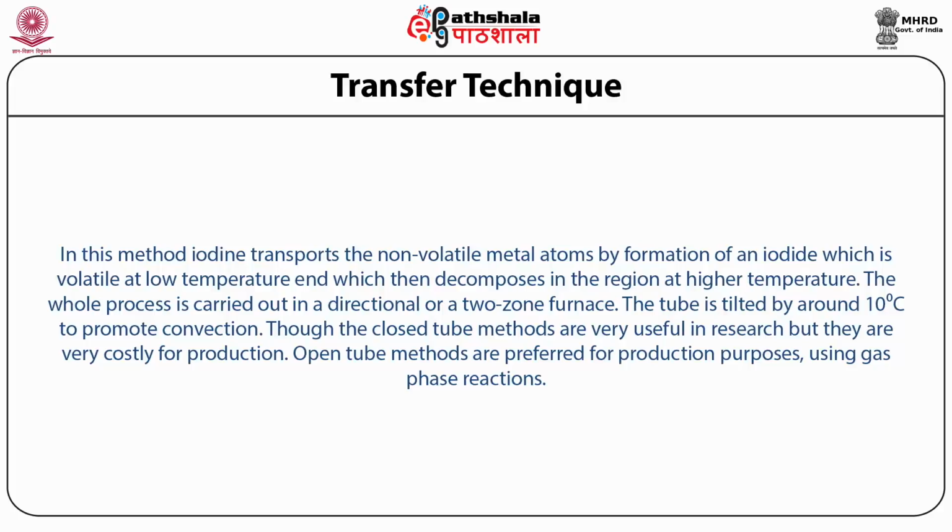The tube is tilted by around 10 degrees centigrade to promote convection. Though the seed tube methods are very useful in research, they are very costly for production. Open tube methods are preferred for production purposes using gas phase reactions.